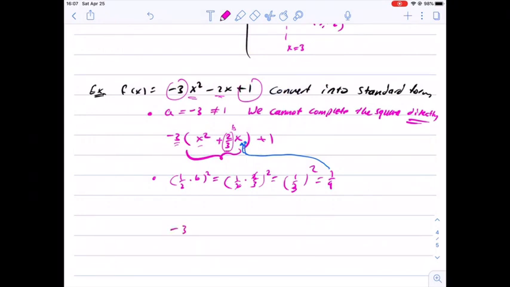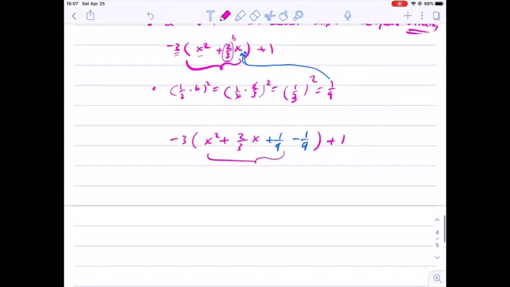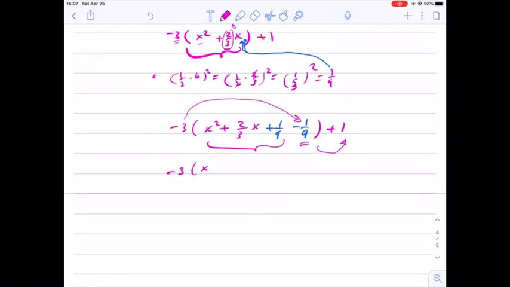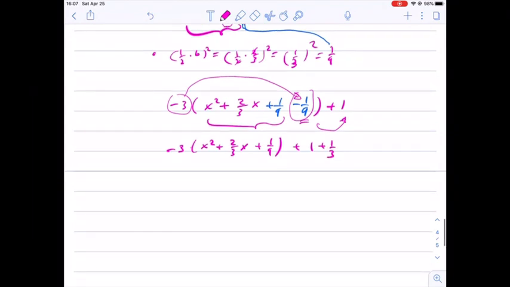So this becomes negative 3 times x squared plus 2/3 x, now we start with the positive 1/9, then negative 1/9 plus 1. But we only need the first three terms, so let's multiply the negative 1/9 term by negative 3 and then bring it outside the parentheses. So we have negative 3 times x squared plus 2/3 x plus 1/9, plus 1. Now when we multiply negative 1/9 by negative 3, we get 1/3.